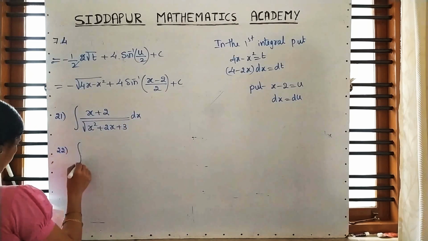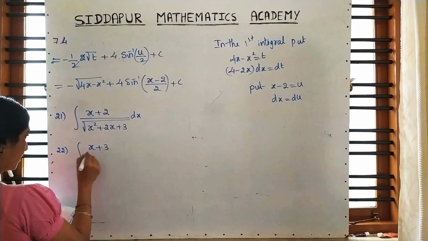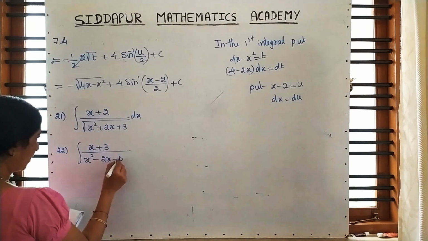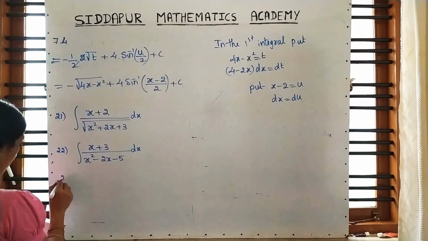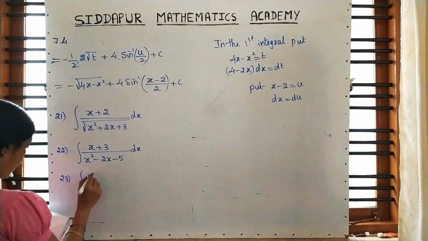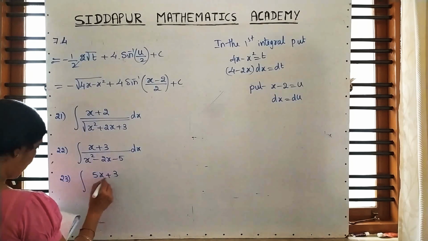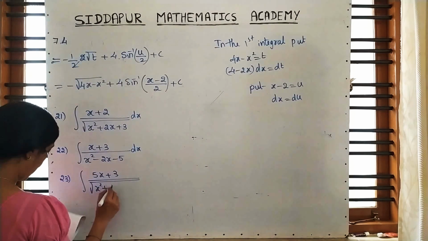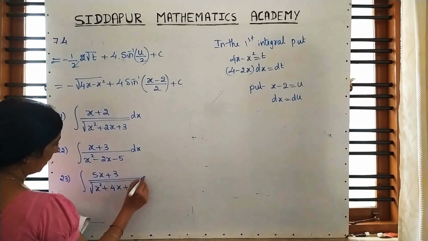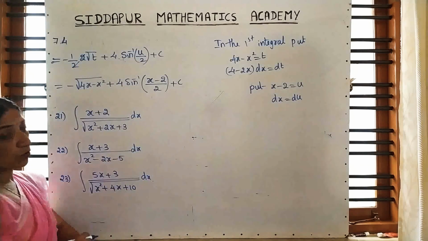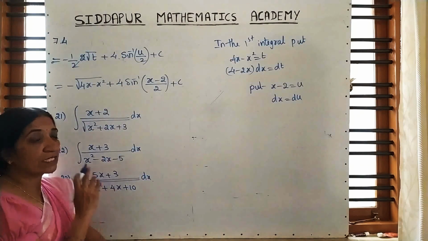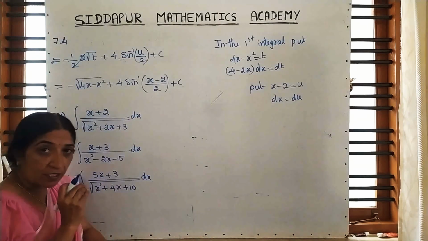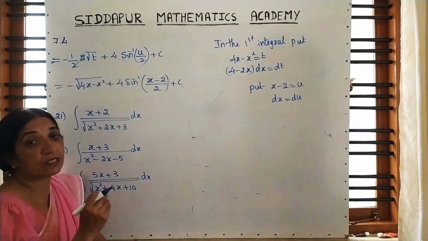22: x plus 3 upon x square minus 2x minus 5 into dx. 23: 5x plus 3 upon root of x square plus 4x plus 10. These 3 questions are the homework for the students. In the next class, I will start with these 3 examples, and 2 more examples are there. So in the next class also, I am continuing with exercise 7.4.